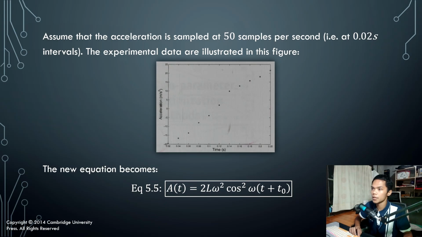Assume that the acceleration is sampled at 50 samples per second, such that it is at 0.02 second intervals. The experimental data are illustrated in this figure. It follows a linear pattern. The new equation becomes acceleration a(t) equal to 2 times L times omega squared, cosine squared of omega, open parenthesis, t plus t sub 0, close parenthesis.